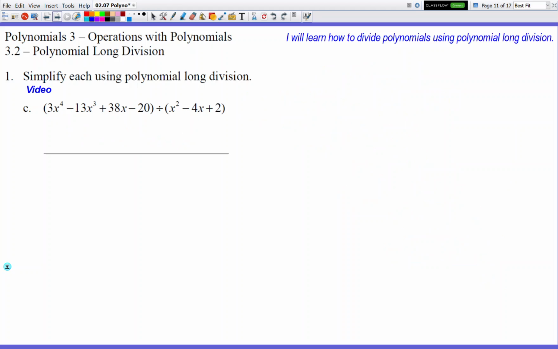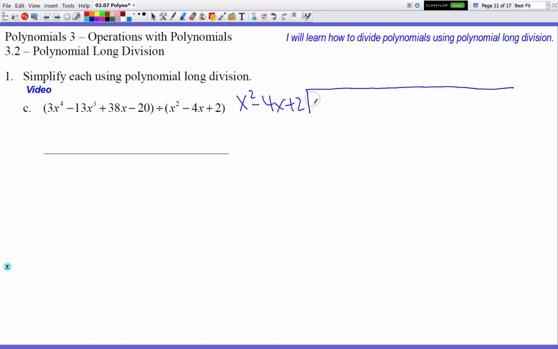Okay, so there's nothing different. It just looks a little bit scarier, this problem. Okay? But don't worry about how scary it looks. It's going to be treated the exact same way. The process that I run is the exact same process. Okay? So whatever's after the divide sign is going to go outside your symbol. So x squared minus 4x plus 2. And whatever's in the front of your symbol is going to go inside.